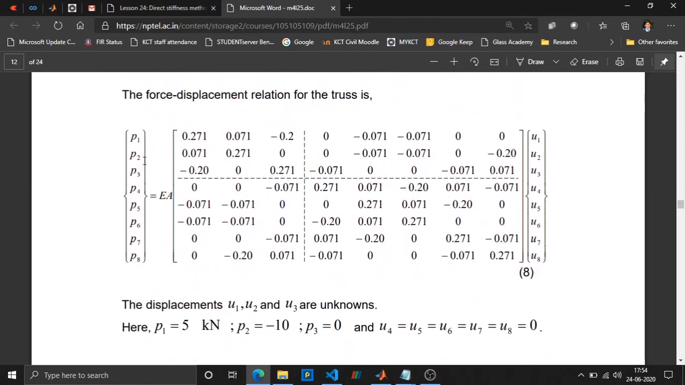This is nothing but F equal to K times U. In this U vector, all these components are not actually unknowns. Some of them are known quantities. For example, 4, 5, 6, 7 and 8. These are actually known quantities.